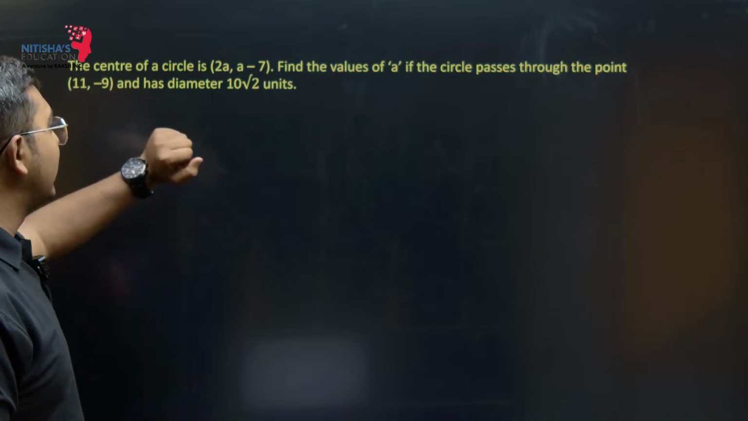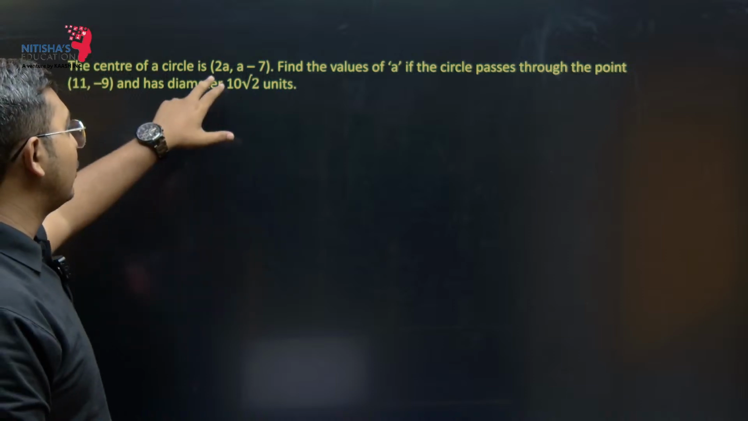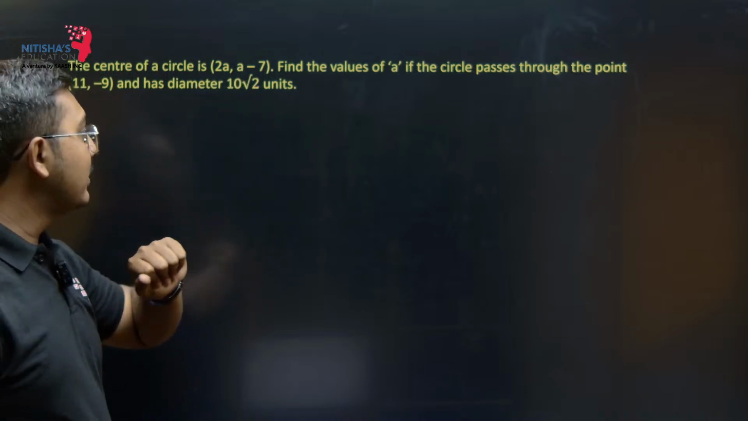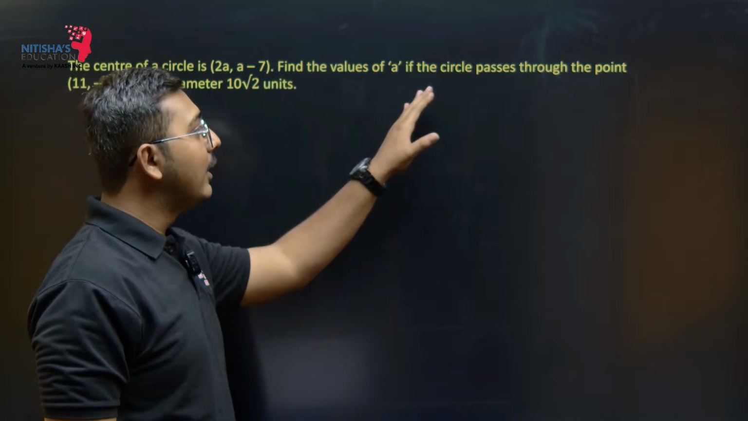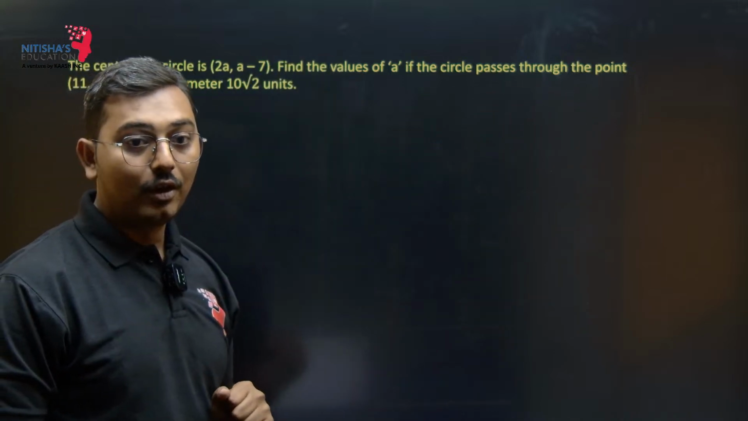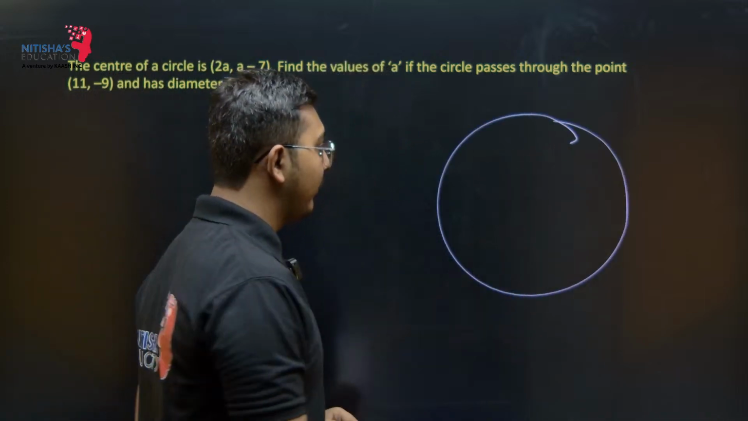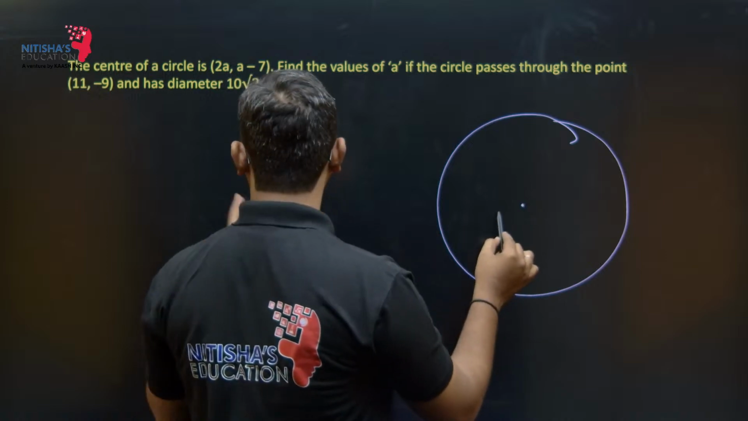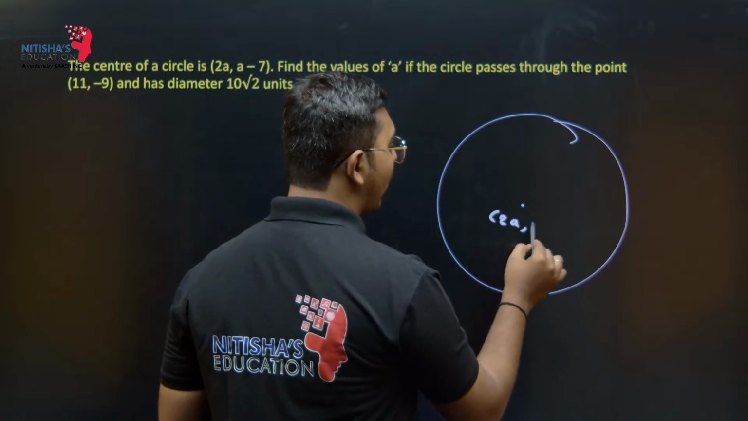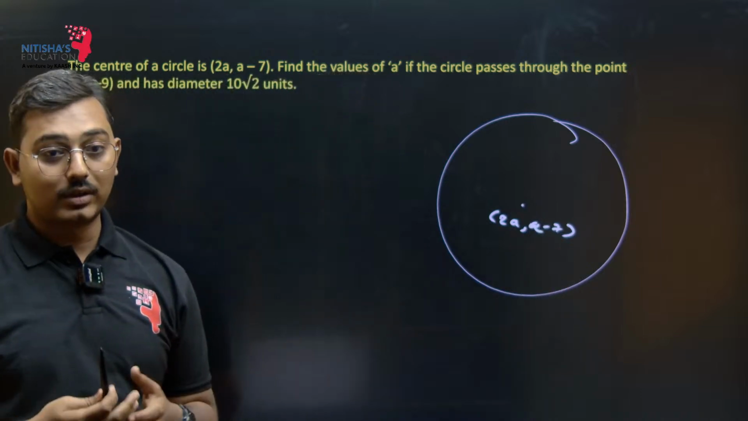The center of a circle is 2a, a minus 7. So the abscissa is 2a and the ordinate is a minus 7. Find the value of a if the circle passes through the point 11, minus 9. What is it saying? That this is a circle, and in a circle, the center is 2a, a minus 7.